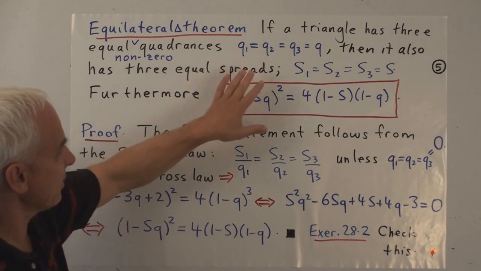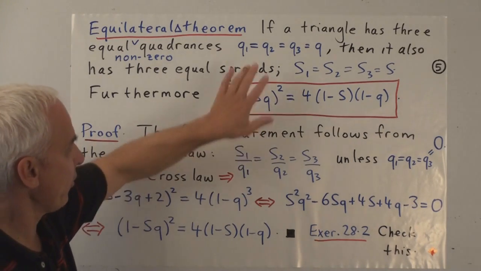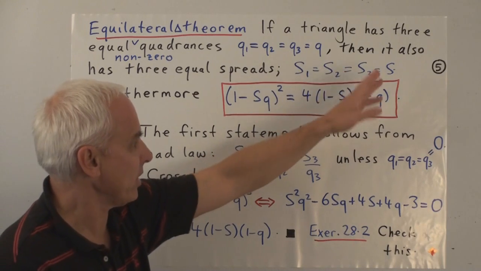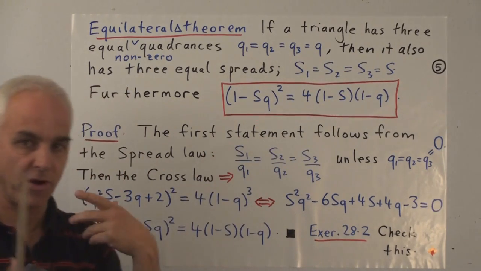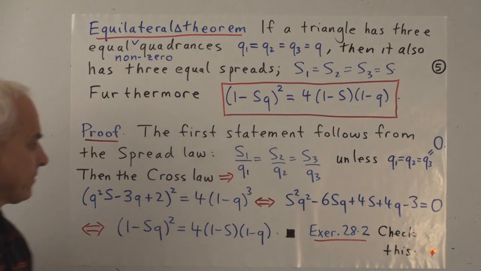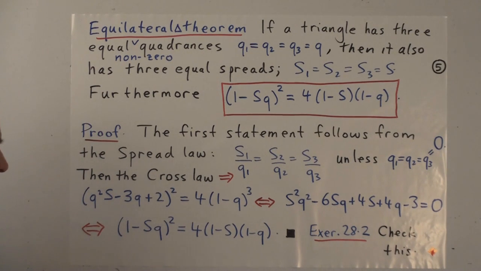All right, so that's the first statement. So let's suppose that Q1 equals Q2 equals Q3 equals Q, and S1 equals S2 equals S3 equals S. So all three of the quadrances are Q, and all three of the spreads are S. Well, we can apply the cross law to the triangle. What's it going to say?